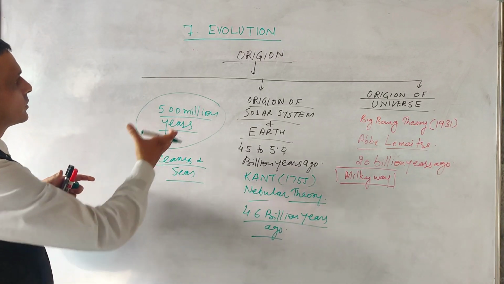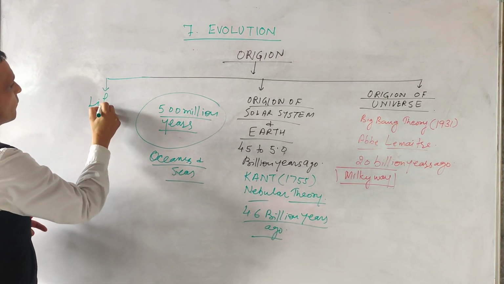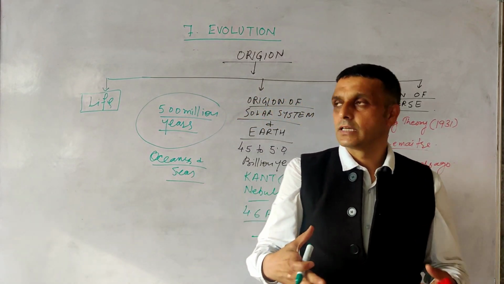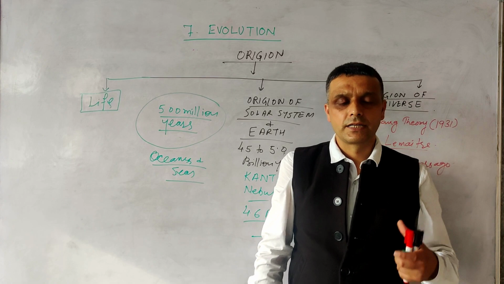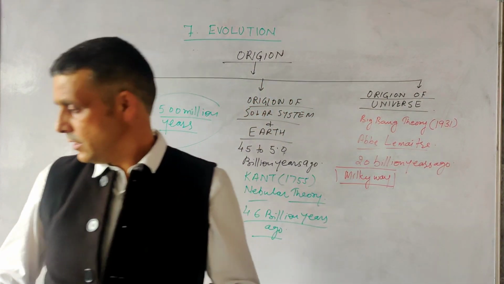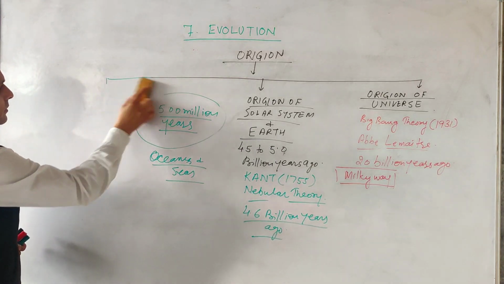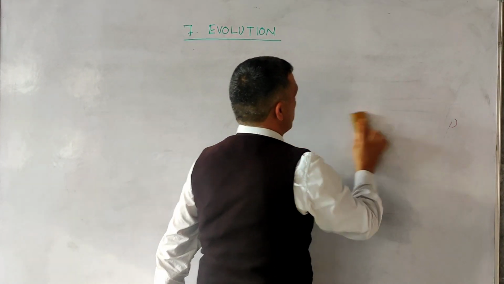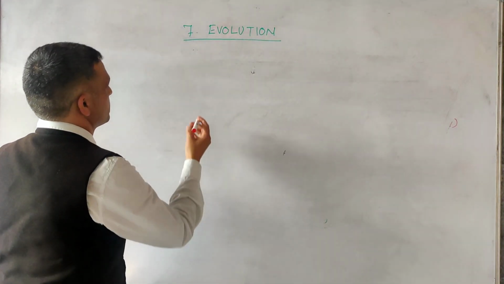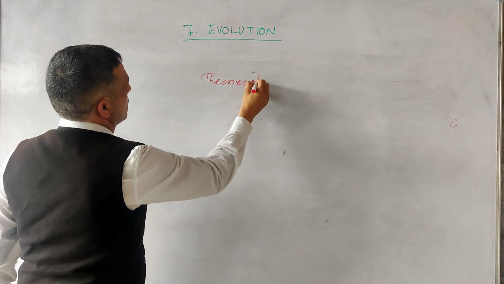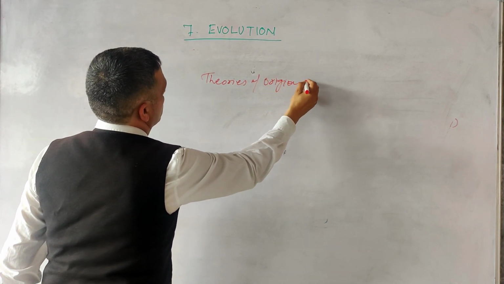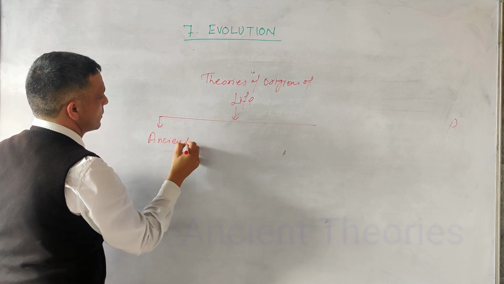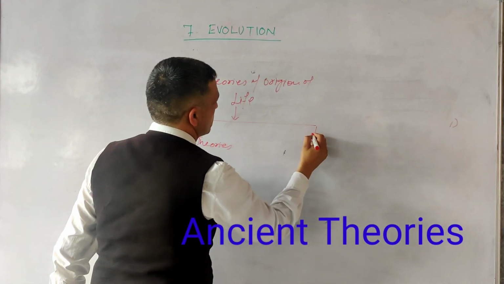And when we talk about the origin of life, there had been two group of theories, or we can divide all these theories regarding the origin of life into two groups, that is ancient theories and modern theories, which we shall take in broad categorization, that is theories of origin of life, which include modern theories and ancient theories. Theories of origin of life. These are ancient theories and modern theories.